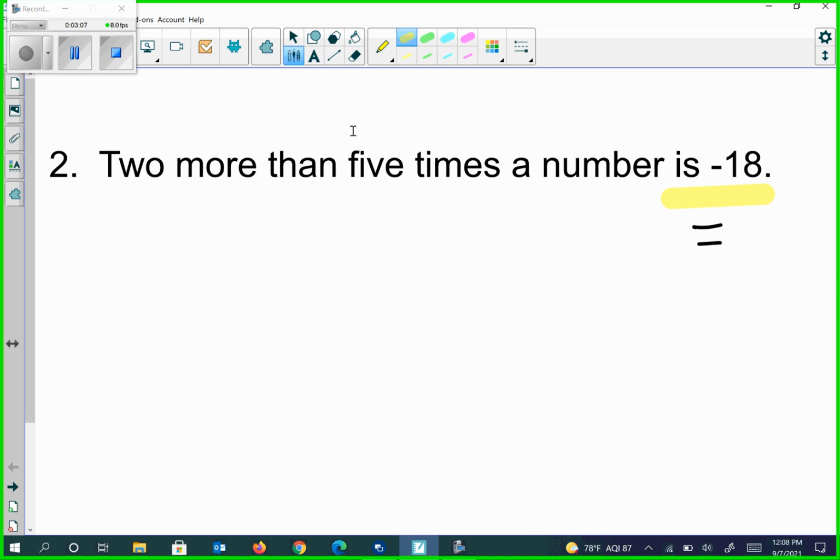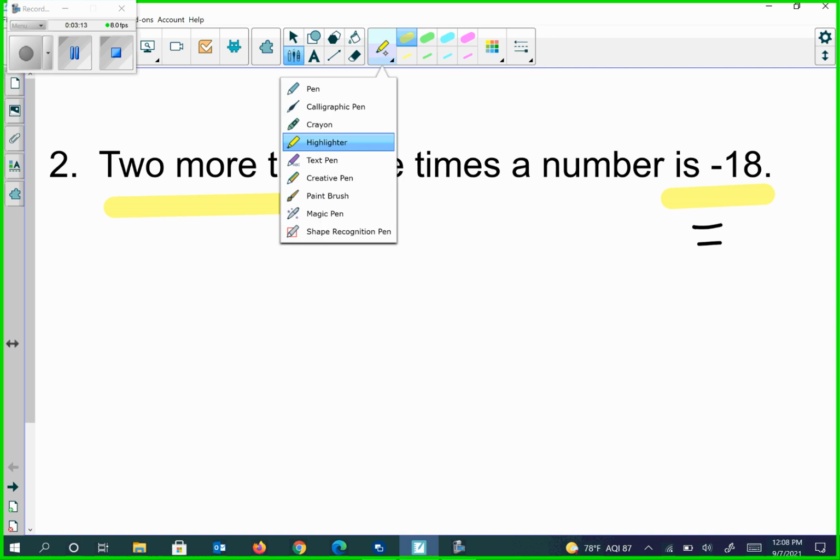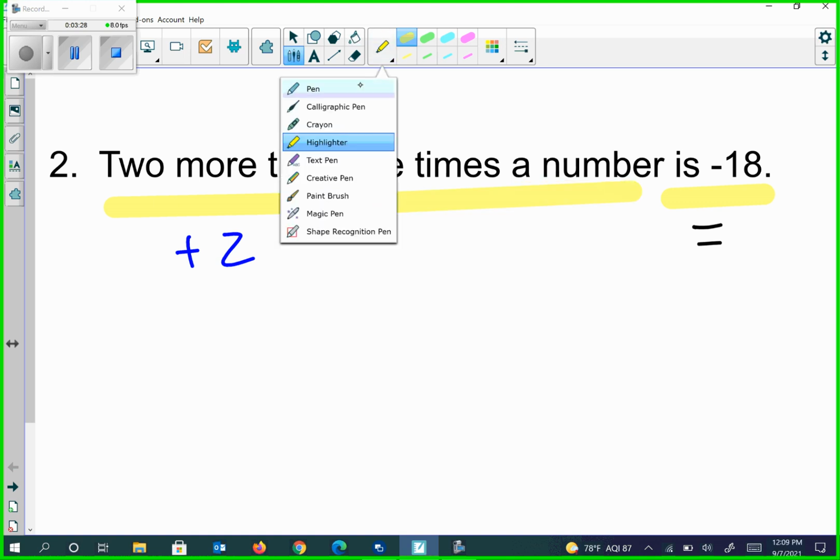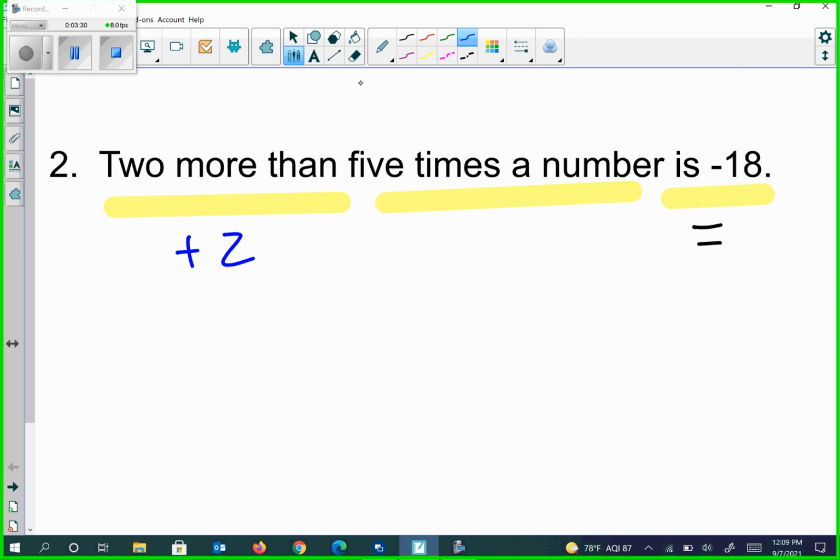So other things. "2 more than." What does 2 more than mean? 2 plus. So that means I'm going to add 2 somehow. Okay, still following my adventure. And then we're going to take a look at 5 times the number. What is 5 times the number? How would you represent 5 times the number mathematically? So 5 times x, which is 5x.